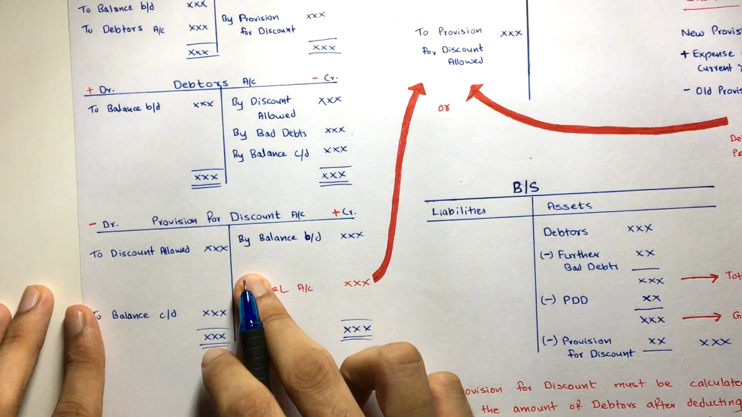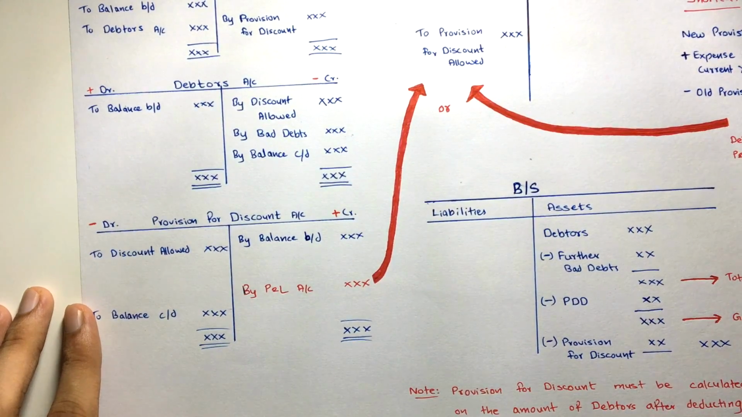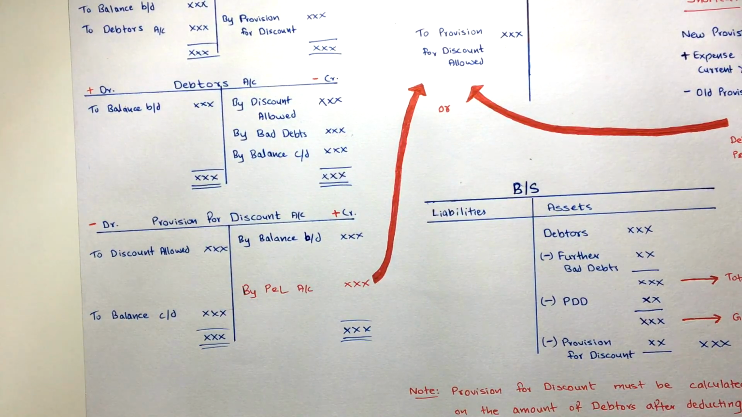And then provision for discount. Now in provision for discount, you have to understand it's completely the same as what you have seen in the provision for doubtful debts.